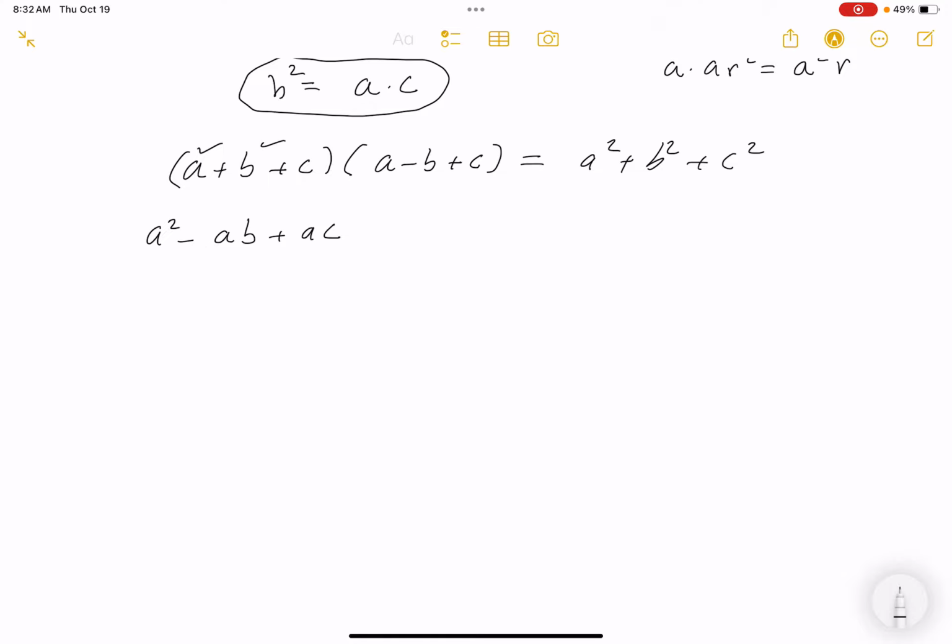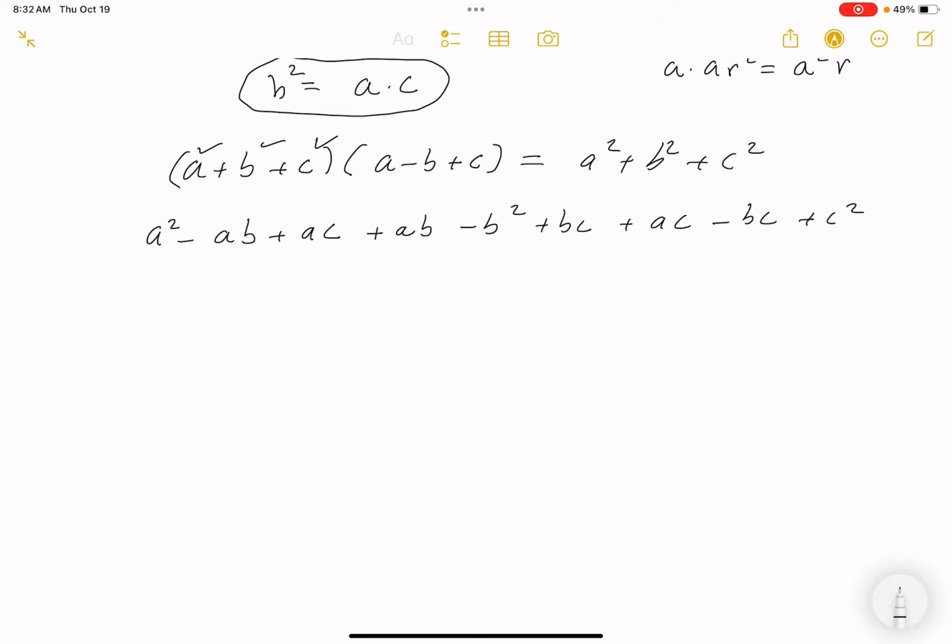Now let's do this one over here. What do you get? AB, and then you get minus B squared, and then you get plus BC. Now let's keep going. Let's do this one over here. You get AC minus BC, and then you're going to get plus C squared.